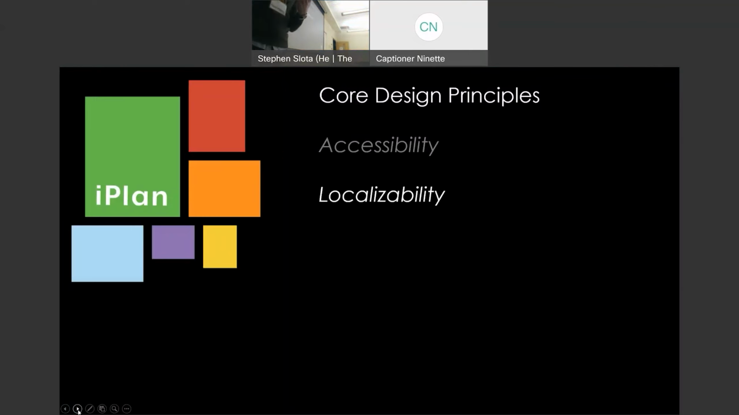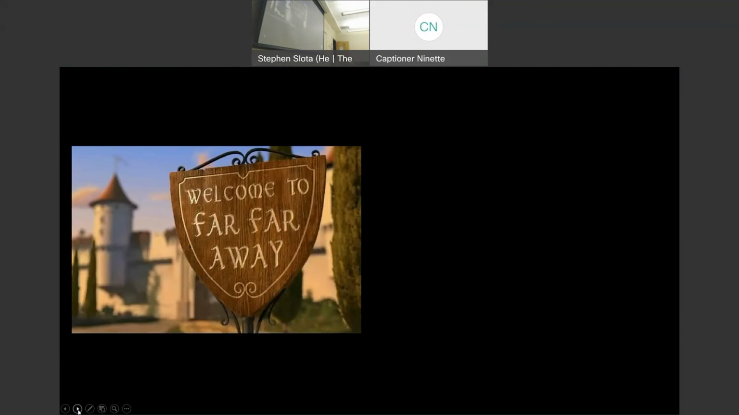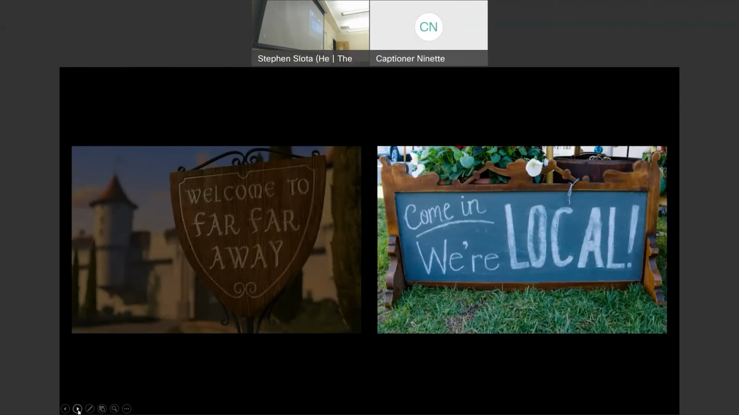We really wanted this to be something that you could do kind of anywhere, sort of within reason. So we didn't want to design a game that was set in far, far away. Rather, we wanted it to be something that kids or adults were doing in their own community, or could do in their own community if they wanted to.